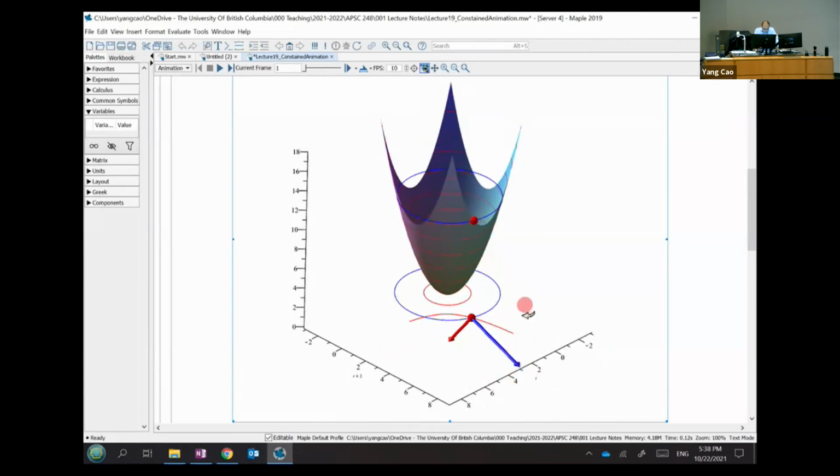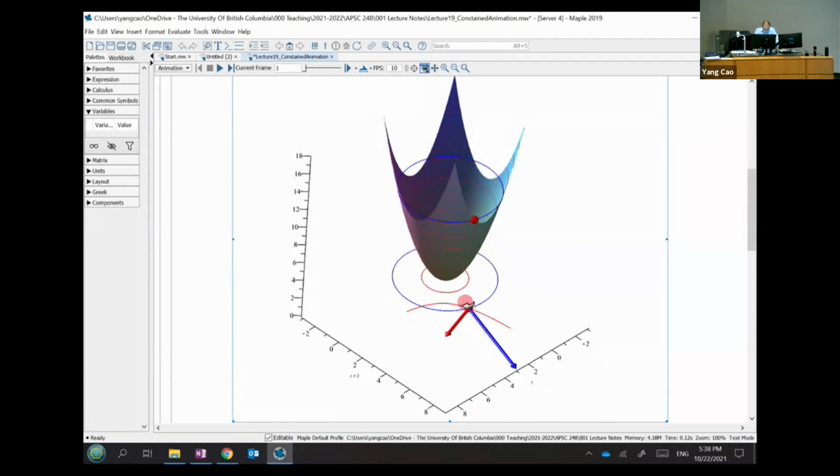Then there's a red color vector, and also a blue color vector. Both of them are gradient vectors. Can somebody tell me which vector is the gradient vector for the surface, the paraboloid, and which vector is the gradient vector for the constraint g of xy, or xy equal to 3? That's right. How did you identify?